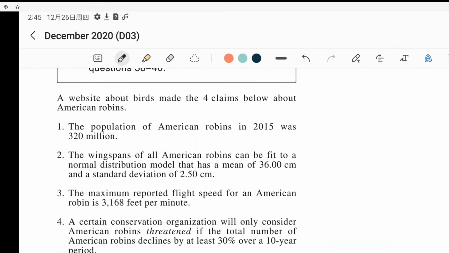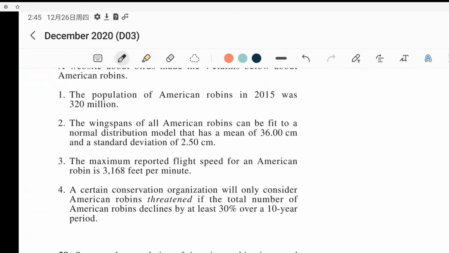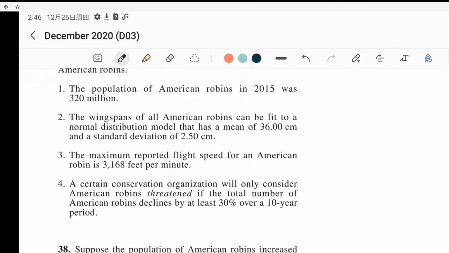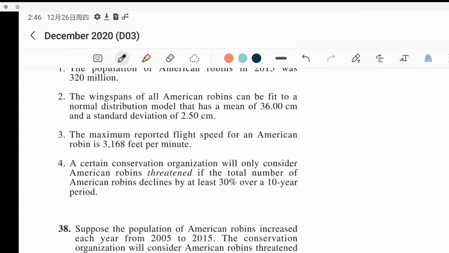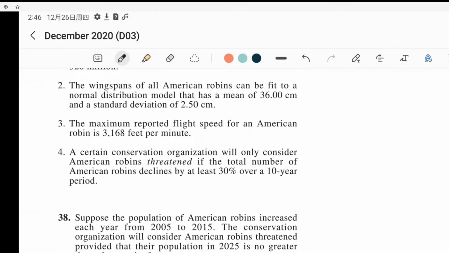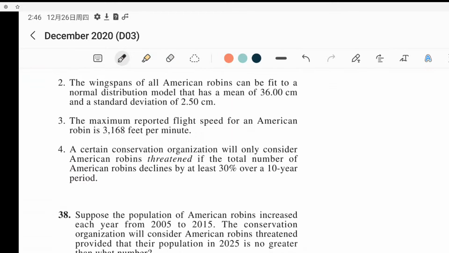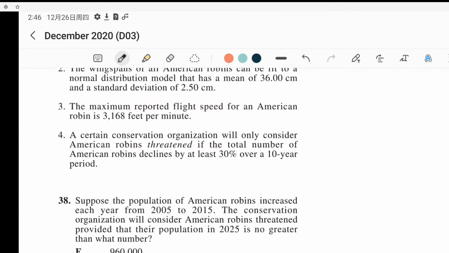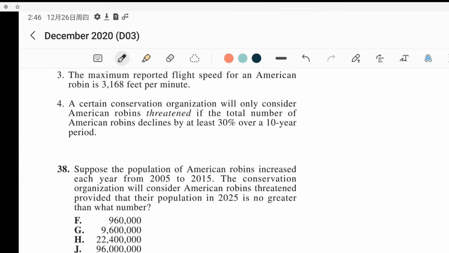So we're given some information. The population is about 320 million. The wingspan of all American robins can be fit into a normal distribution model that has a mean of 36 centimeters and a standard deviation of, oh my god, standard deviation. Maximum reported flight speed is 3,168 feet per minute. And okay, so to the 38.